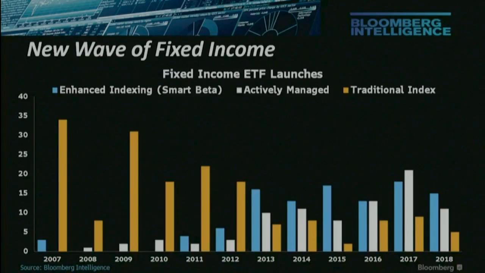So the yellow is just traditional fixed income ETF launches, like your Aggs and whatnot. The white and the blue are your active and your enhanced indexing. And I think this is important because there's not a lot of assets there yet, but when you look at the active passive landscape, fixed income fund managers have been pretty safe. They haven't really seen a lot of the outflows that the active equity guys have seen.